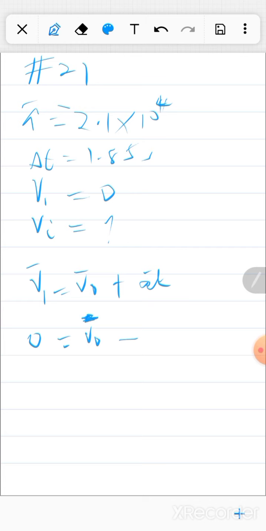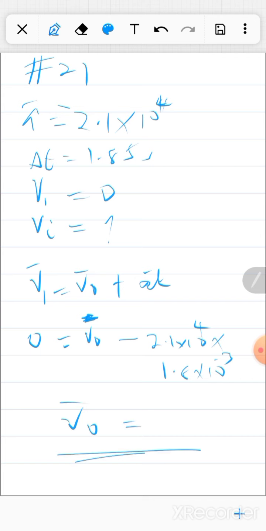the velocity. So you have the acceleration, which is 2.1 times 10 to the 4, then multiply by the seconds, which is 1.85 times 10 to the minus 3. So when you substitute, you should be able to get the initial velocity quite easily.